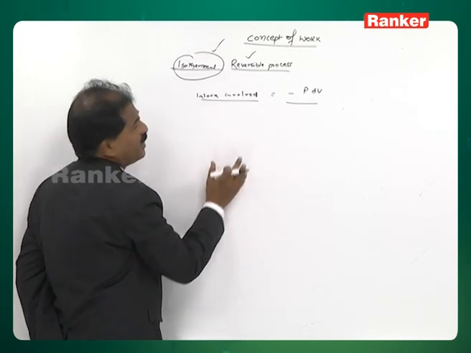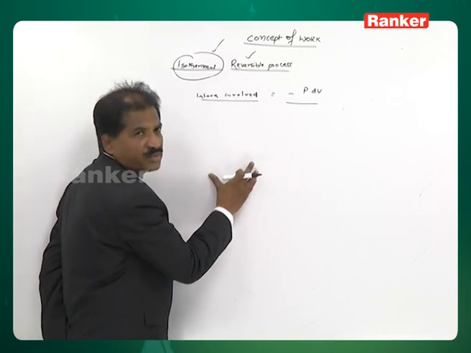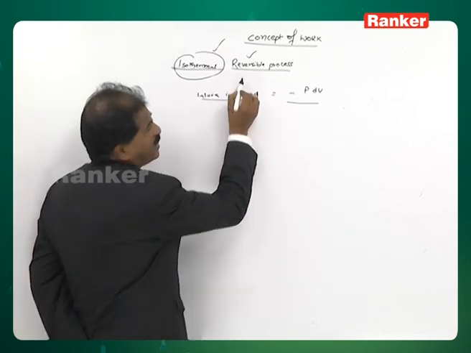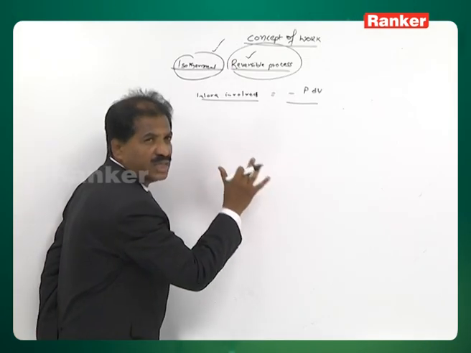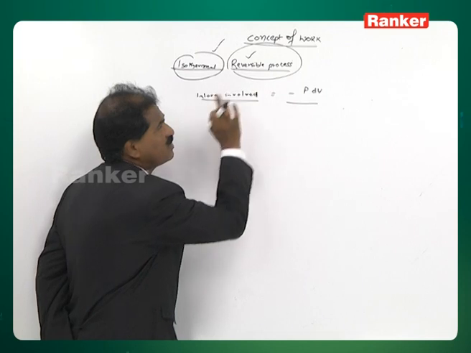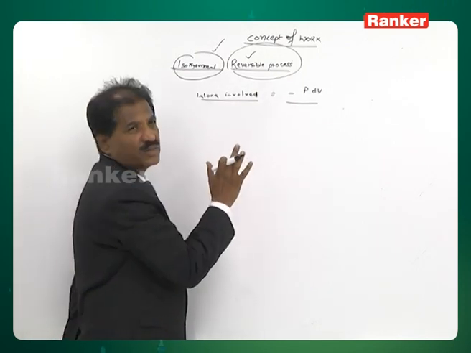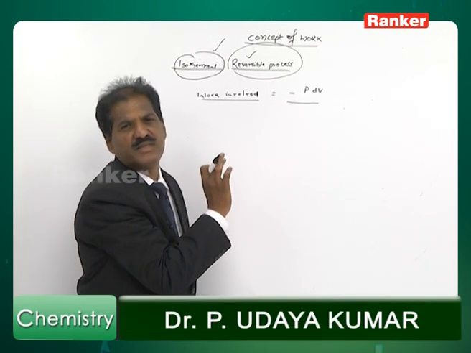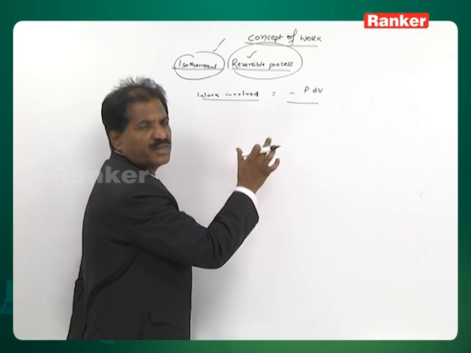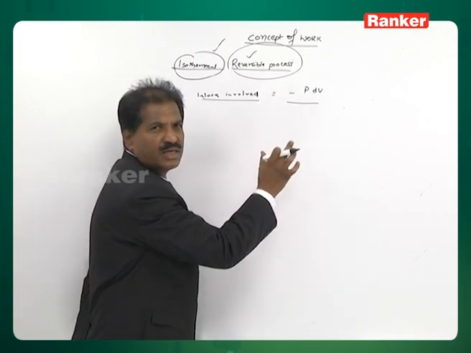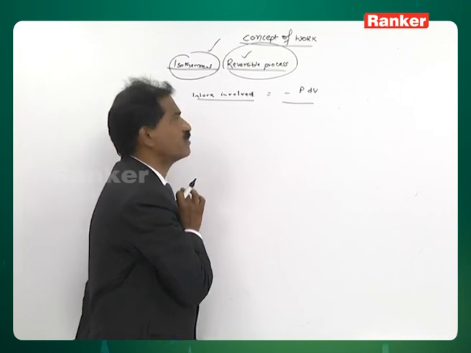For example, if the expansion process takes place at constant temperature, it is called isothermal process. Next, during the expansion of any gas, if the system and surroundings are in equilibrium at every stage, it is described as the reversible process. Therefore, isothermal reversible expansion of the gas means the expansion of the gas at constant temperature when the system and surroundings are in equilibrium with each other.